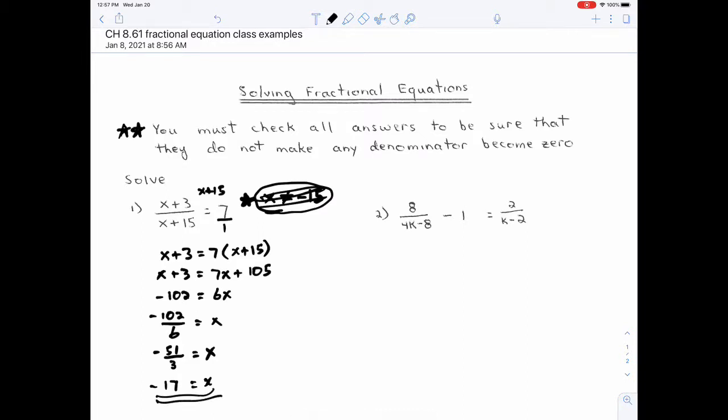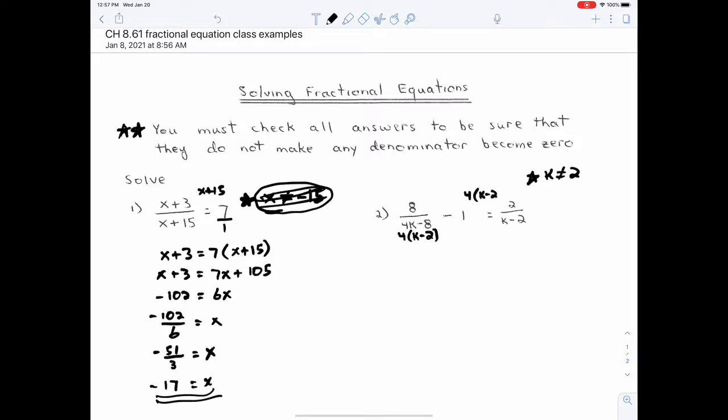Okay, let's take a look at this. Well, first of all, to find the common denominator, we'd want to factor out the 4. So now, what can k not be? k cannot be 2. So if k comes up to be 2, we have to throw it out. Okay, what's the common denominator? 4 times k minus 2.